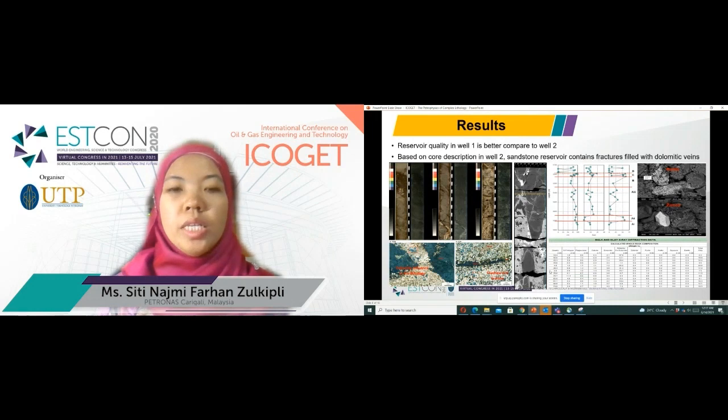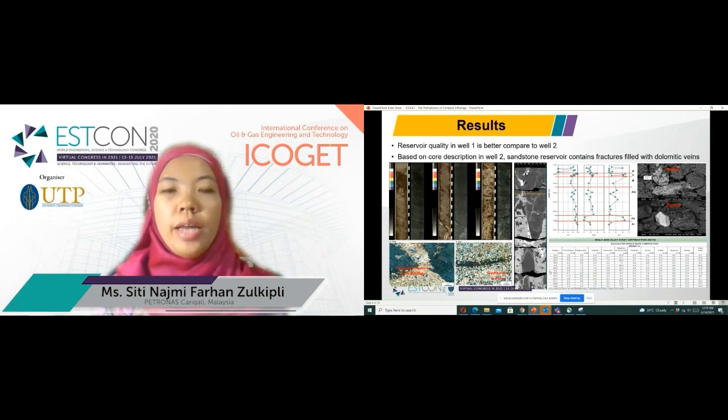Based on the core photo and CT scan images from the conventional core in well number 2, it shows that the formation is highly heterogeneous. Some fractures are present, where most of the fractures are filled with dolomitic veins. This is further confirmed with the thin section description, where most of the open fractures are actually filled with this dolomitic vein. Heavy mineral study was also conducted in this well, where it proved the presence of minerals such as titanium oxide or rutile and also zircon. So the presence of these heavy minerals can actually increase the reading of the density log, and it can actually impact the porosity computation of the rock.